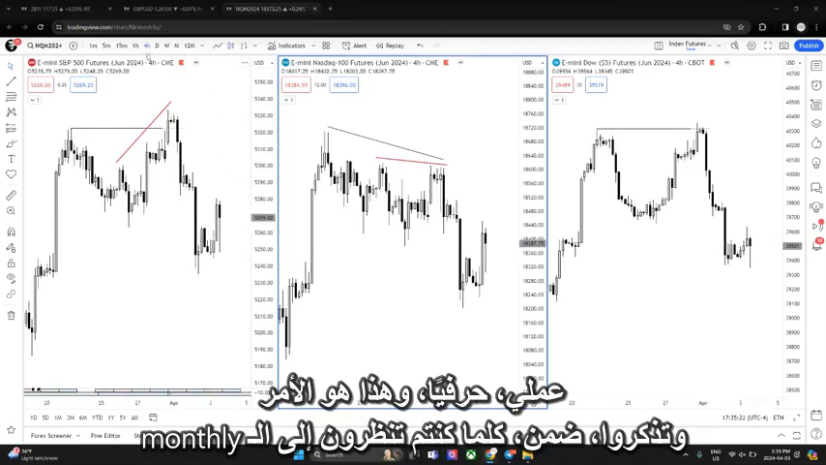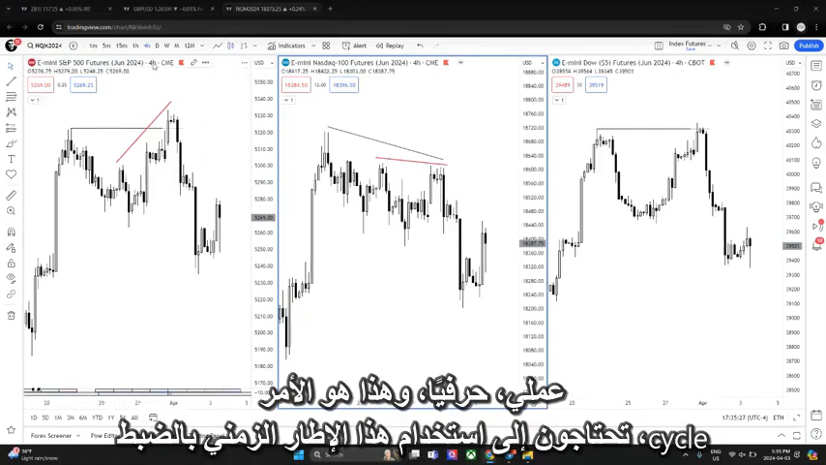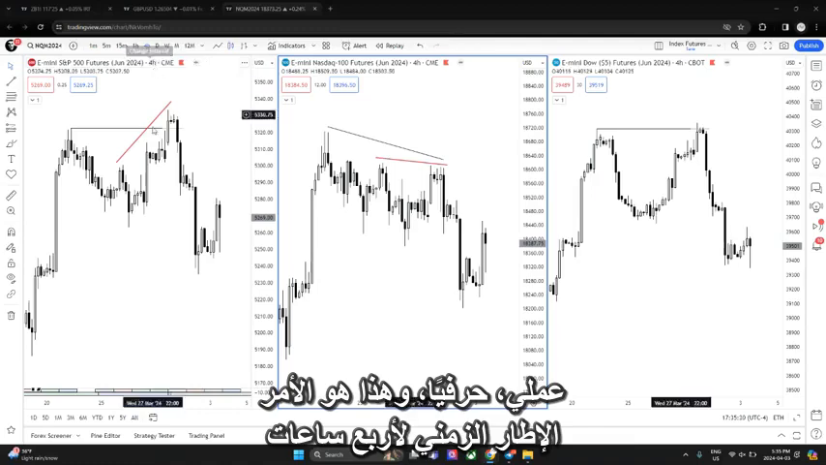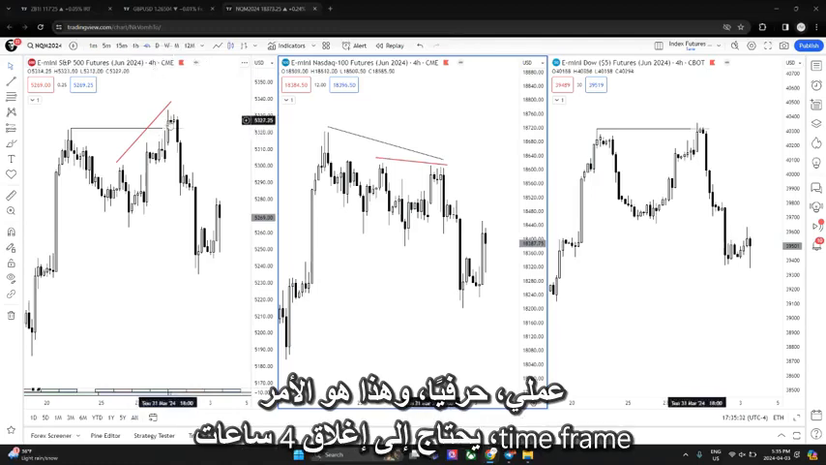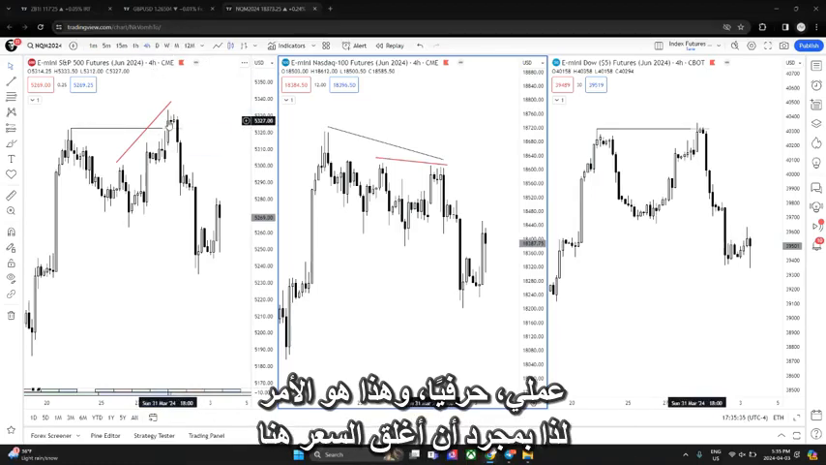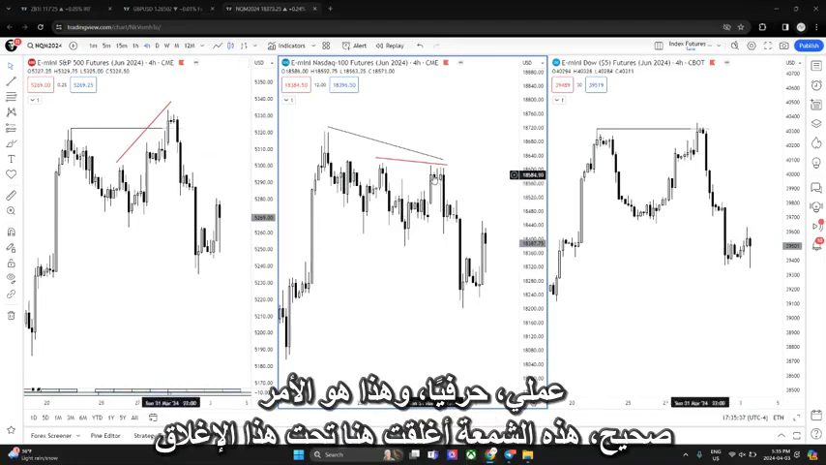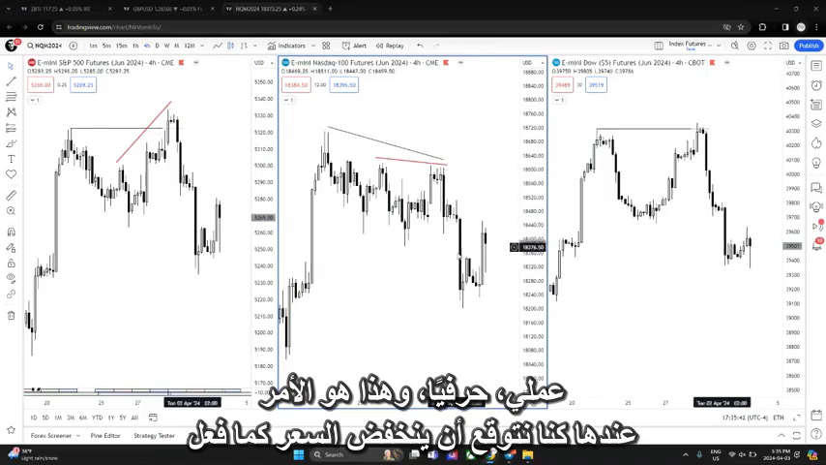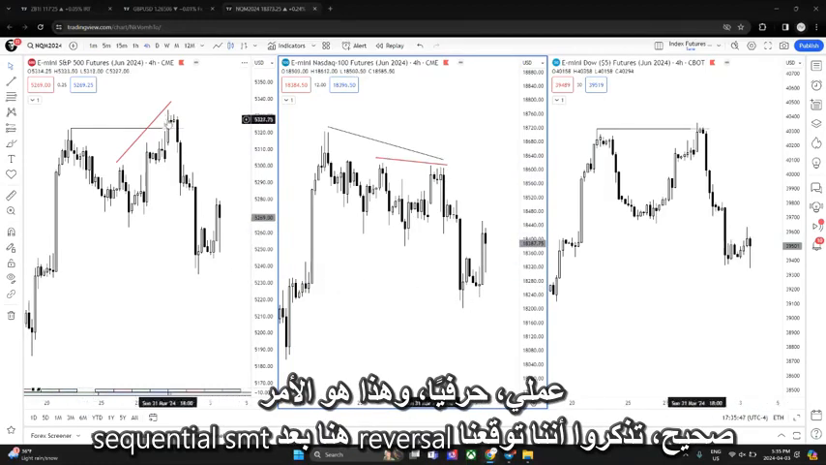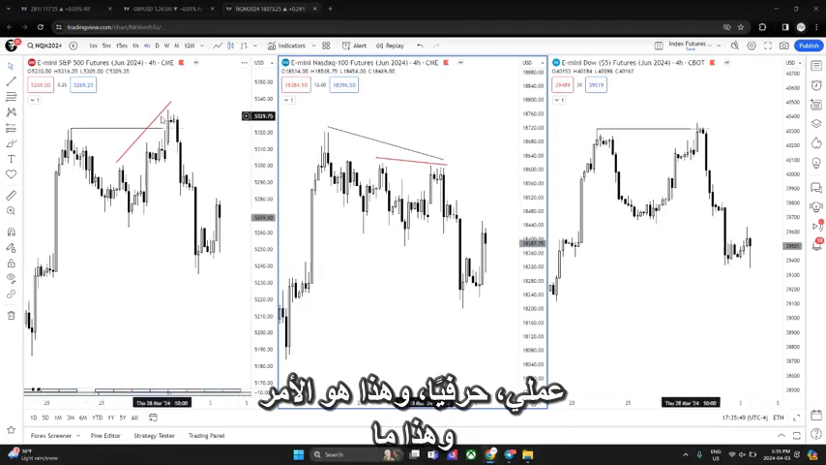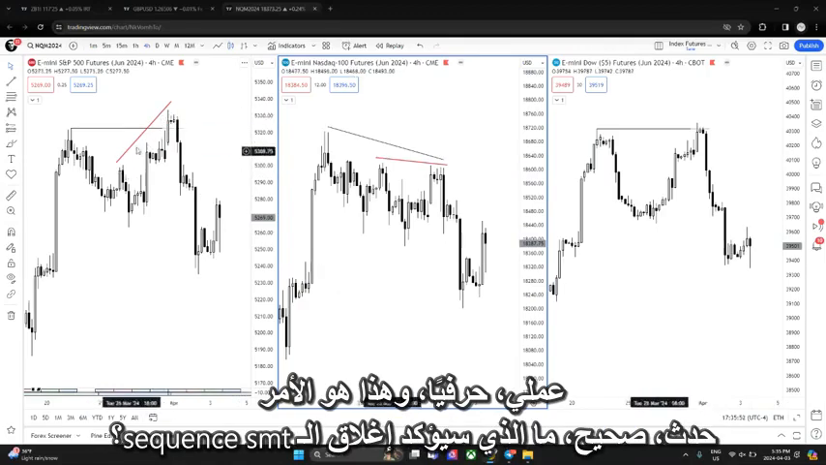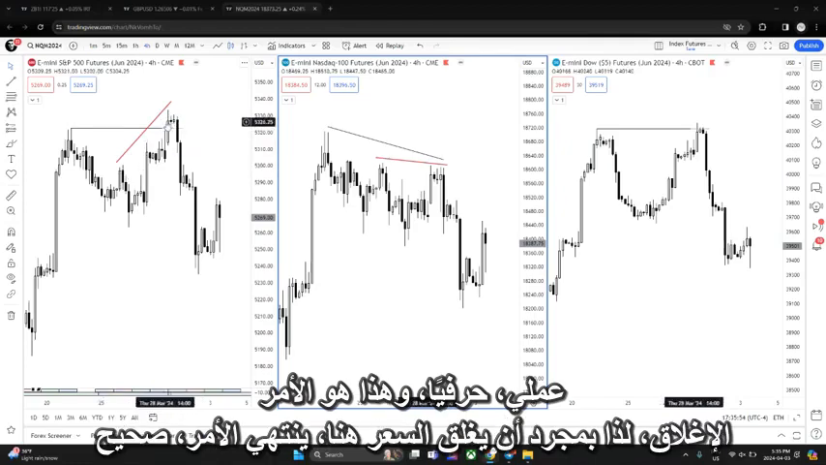And remember, whenever you're looking at the monthly cycle, you need to be using this exact time frame, the 4-hour time frame. It needs a 4-hour close. So once price closed here, this one closed here below this close, then we would expect price to go lower, as it did. Remember, we expected a reversal here after a sequential SMT, and that's what happened. What would confirm the sequential SMT to close? So once price closed here, it's over.